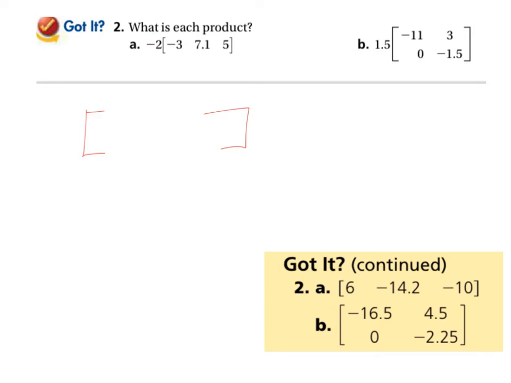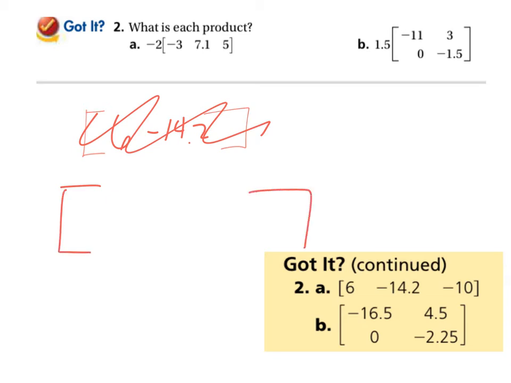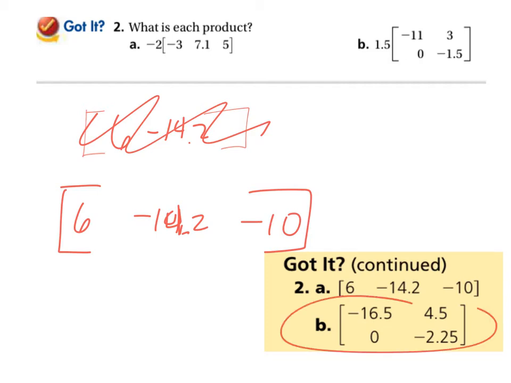So if I take a look here, I've got negative 2 times negative 3, right? So that is 6. And I've got negative 2 times 7.1, and that's negative 14.2. And then finally, I didn't leave enough room here, really. I'm going to make that bigger. Negative 2 times negative 3 is positive 6. Negative 2 times 7.1 is negative 14.2. It's a 4, I promise. And then negative 2 times 5 is negative 10. And that's the answer. That's all there is to it. And B, same thing. Just keep them in the same position.